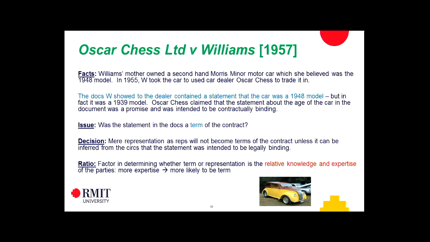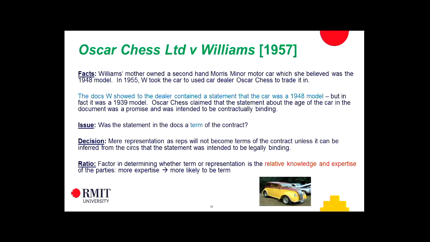But the other thing is the car dealer owed that onus on themselves because they had the expertise in cars. They should have checked it out before purchasing it. So we can see the representation was a correct representation according to what the son believed. They all thought it was 1948. The statement was never reduced in writing. And Williams, the son, had little skill or knowledge in relation to automobiles or cars. So all that weighs together to suggest that it wasn't a term. More expertise, more likely to be a term.